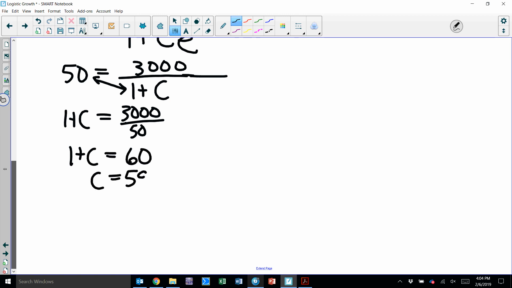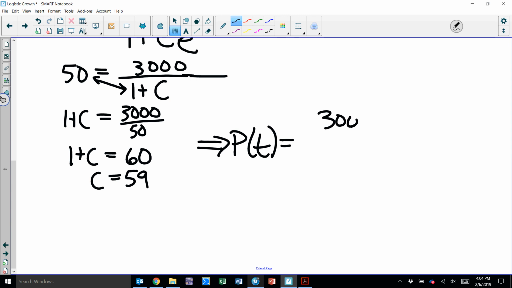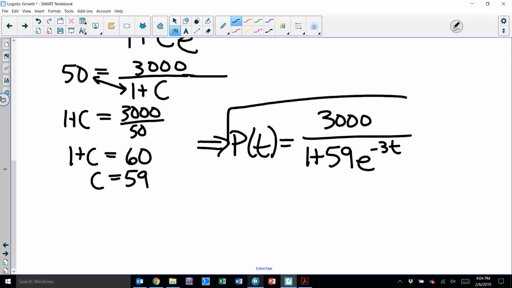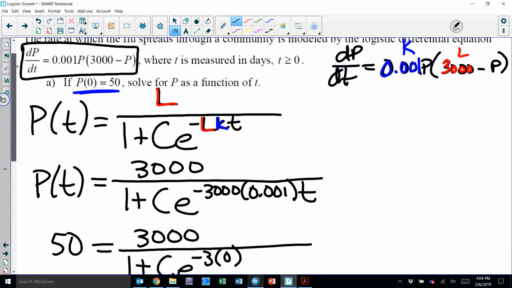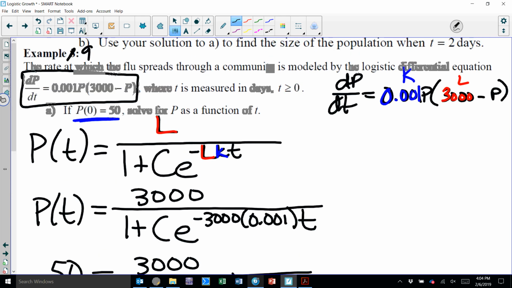So C is 59. What that tells me is P of T is going to be 3,000 over 1 plus 59, because I now just found that, e to the negative 3t. So here is my basic equation. There is P as a function of T. If I did it the other way, I would have had to do partial fractions and integrate all this, and it would have been a huge mess. But I don't have to do that because I already know the format. So I now solved for P.